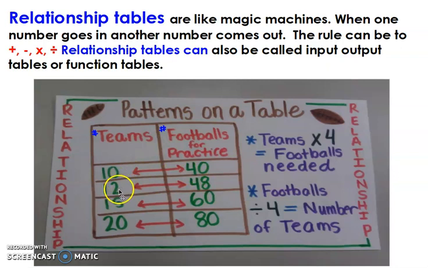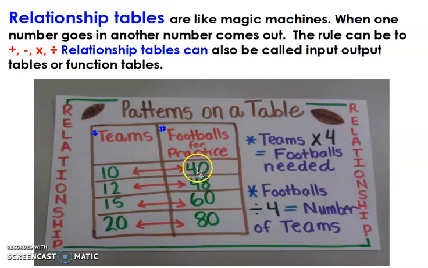I put in 12 and I get out 48. I put in 15 and I get out 60. I put in 20 and I get out 80. So my numbers are increasing. I start with a small number and I get a huge number that comes out.